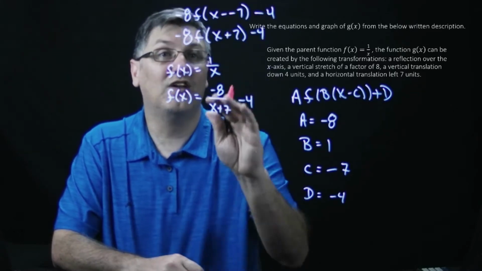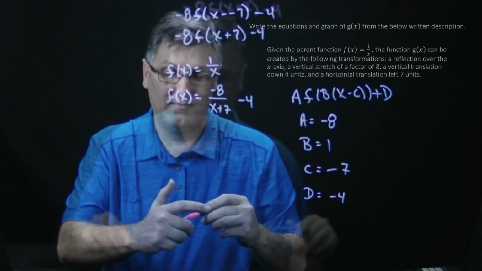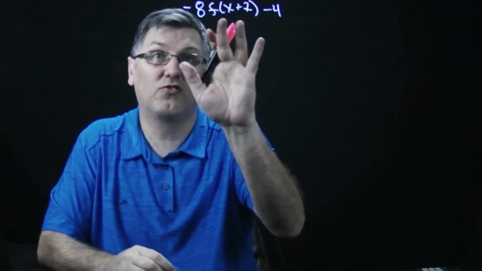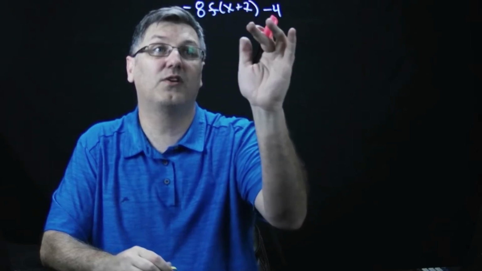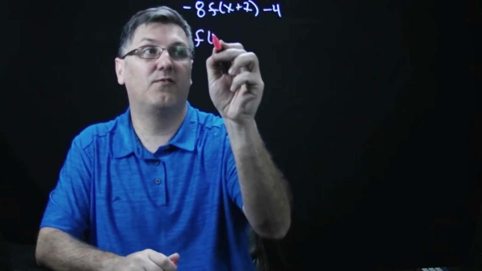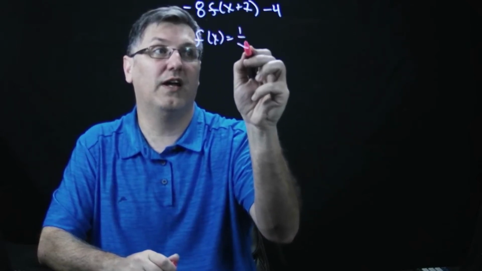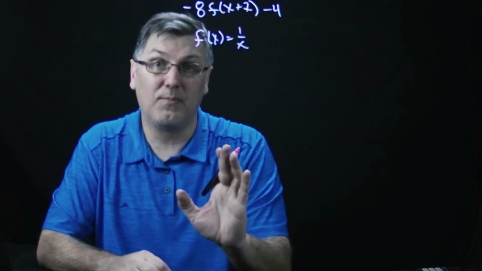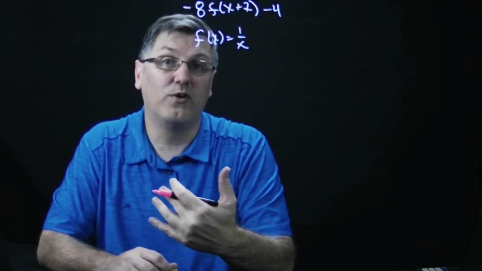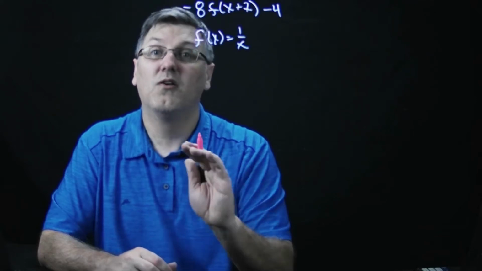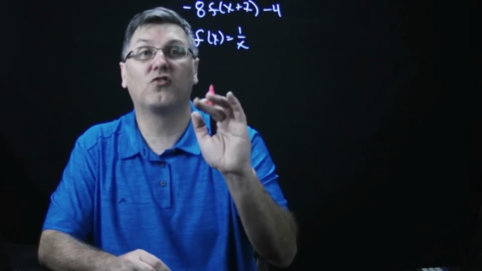Now let's take a look to see how to actually graph this. All right, so we have this function, negative 8 f of (x plus 7) minus 4, and we are told that my parent function f of x was 1 over x. So here's how we're going to graph this. We're going to set up what's called vector mapping. We're going to do a point-to-point transformation, and then we're just going to plot those points and draw a smooth curve. First thing I need to know is, what does the parent function actually look like?